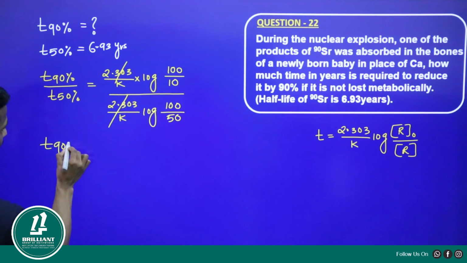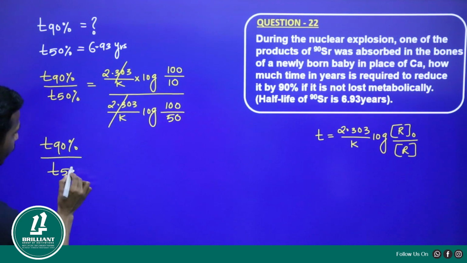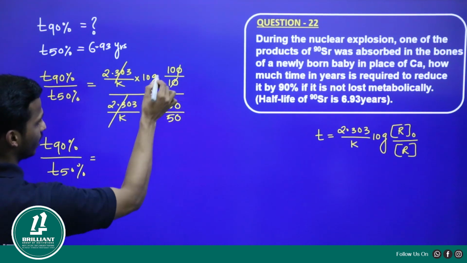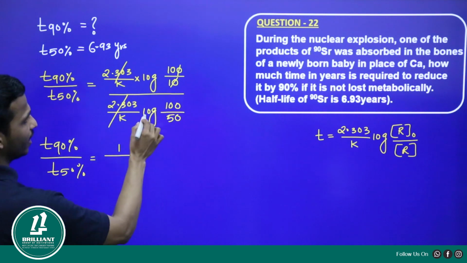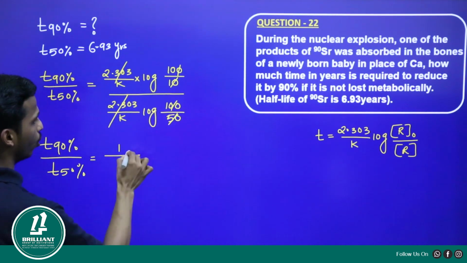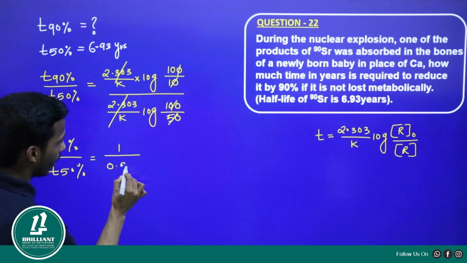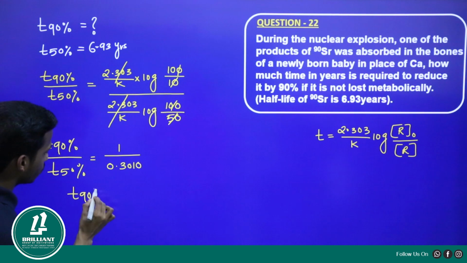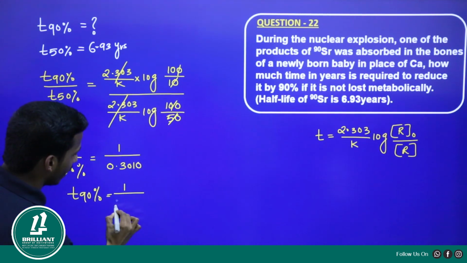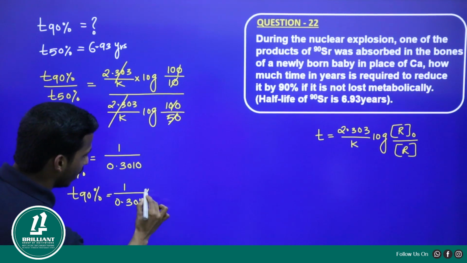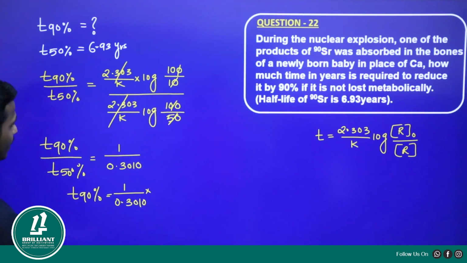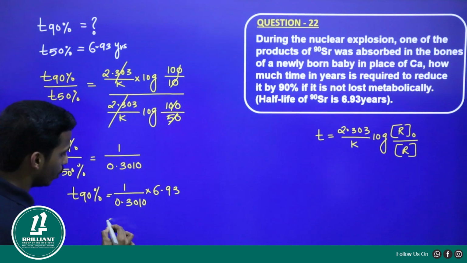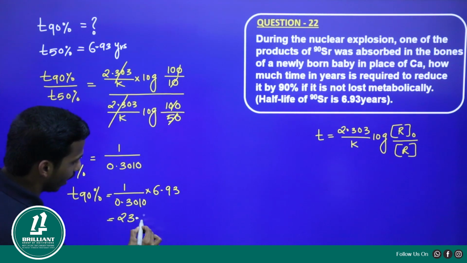So T90% divided by T50% is equal to log 100 by 10, that is log 10, which is equal to 1. And here log 100 by 50 is log 2, what is the value? 0.3010. We need to find T90%, so 1 divided by 0.3010 into T50, which is already given here, 6.93. So almost you will get the answer 23.03.